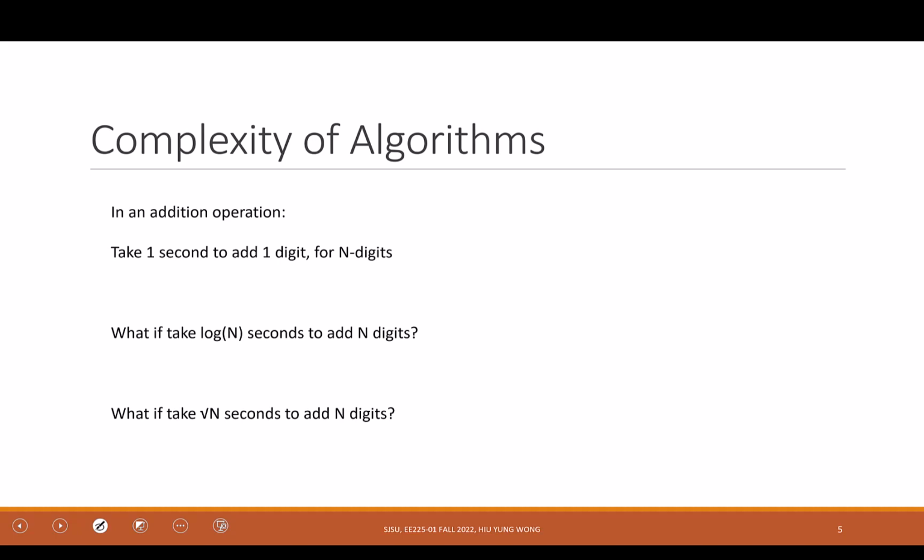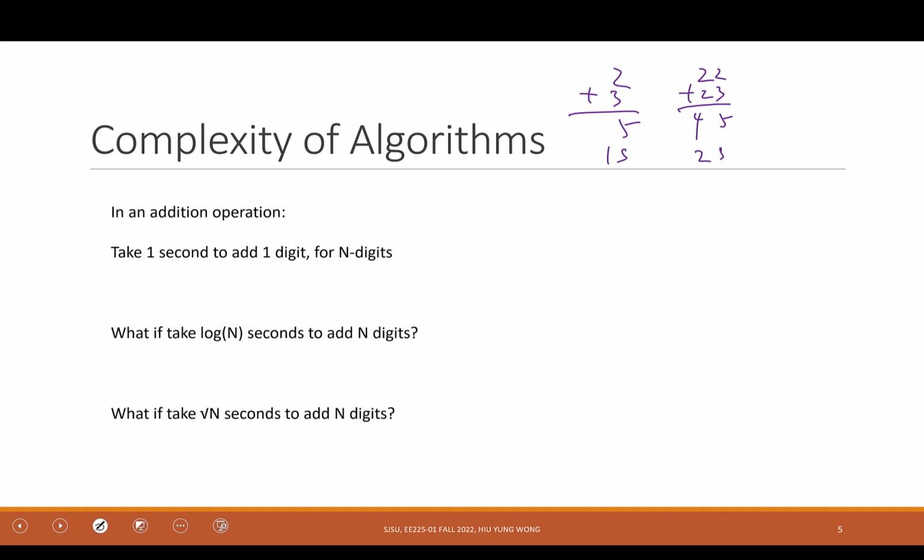Now, for example, just a fake example. Let's say I want to do addition, right? I do 2 plus 3. Let's say I take 1 second, right? What if I do 22 plus 23? I need to do 2 plus 3 equal to 5, 2 plus 2 equal to 4. I use 2 seconds, right?